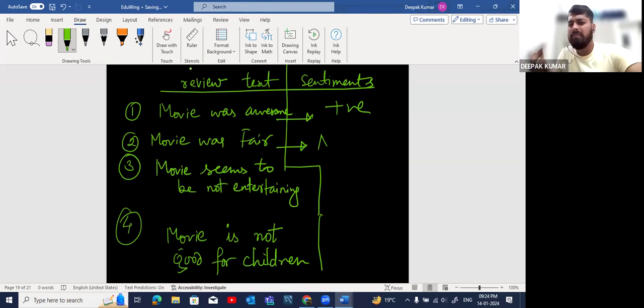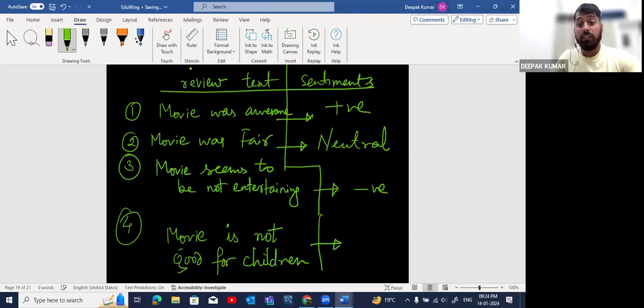Fair means whether he could have seen the movie or not seen the movie, it hardly matters to the person. Neutral means the person is neither in opposition nor in favor. So such things are called neutral. Am I understood? Movie seems to be not entertaining, a bit negative. And movie is not good for children. That does not mean that the movie is not good for adults. So this comes neither as positive nor neutral, nor negative. Such things are called decisional.